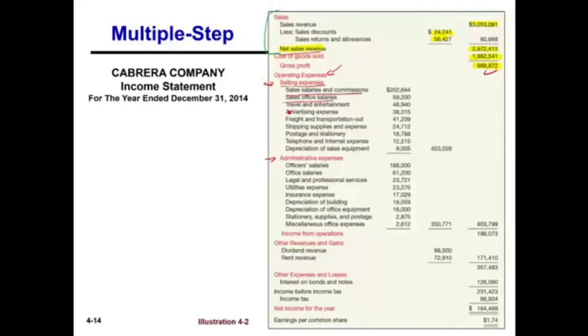Sales office salaries, travel and entertainment, advertising, freight and transportation out when we ship things to customers, shipping supplies expense, postage and stationery, telephone and internet expense. That's assuming it's related to the selling effort. Depreciation of sales equipment. So anything that goes into the selling effort, any expense, we list it separately. So all these expenses are selling effort, direct selling effort. So these expenses are incurred to increase our sales, to serve the selling.